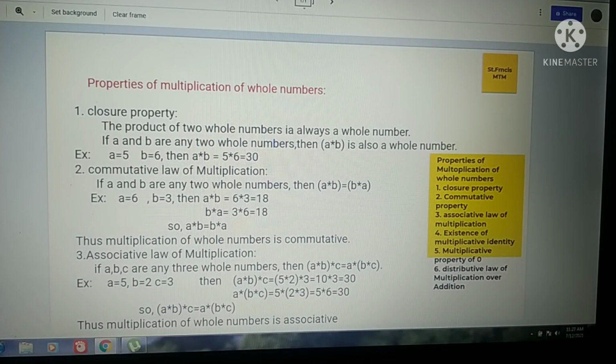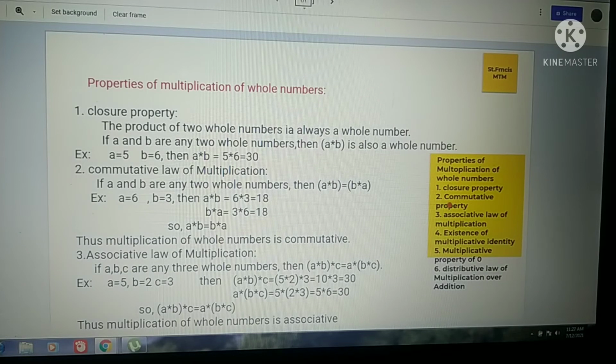Good morning students. Today we will learn about properties of multiplication of whole numbers. In the last class we have seen properties of addition of whole numbers. In this class we will see multiplication of whole numbers. As usual, what we have learned in the addition properties is repeated here, but a few more properties will be there.